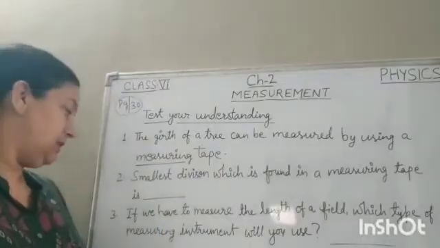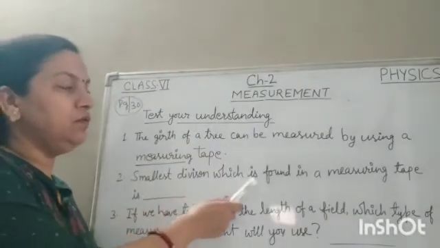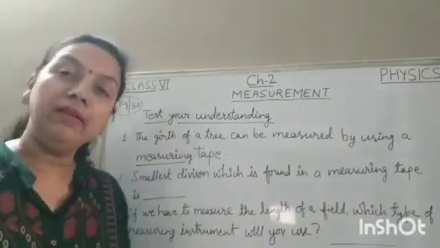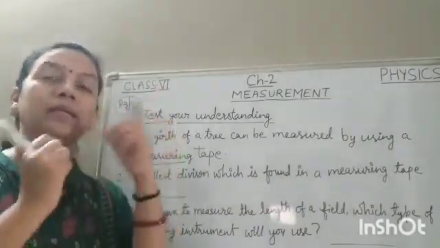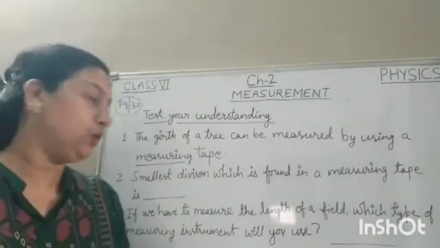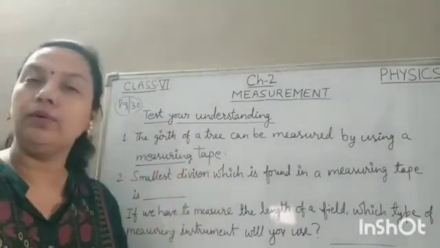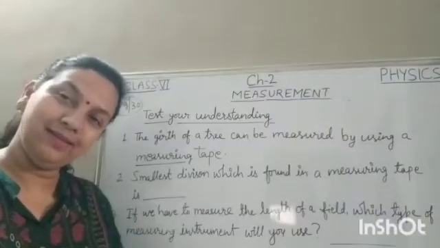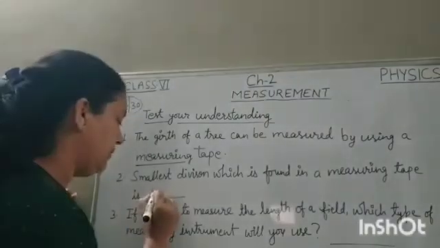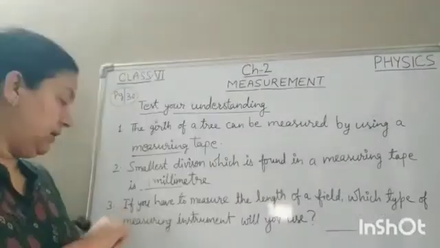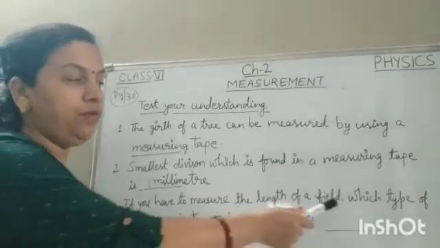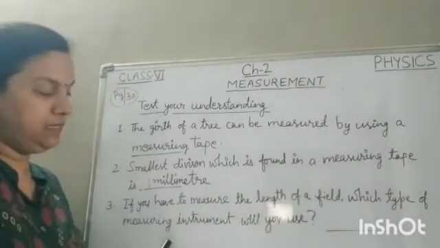Now the next question is: the smallest division which is found in a measuring tape is. In my previous video I have shown you the measuring tape and you might have seen these measuring tapes. So the smallest division which is found in a measuring tape is, yes, this will be 1 millimeter.